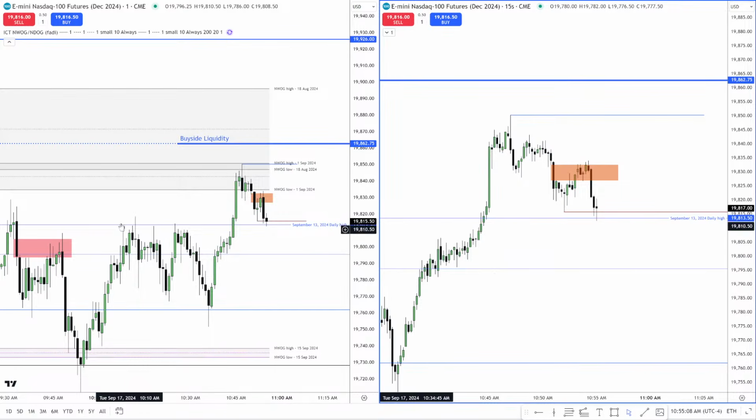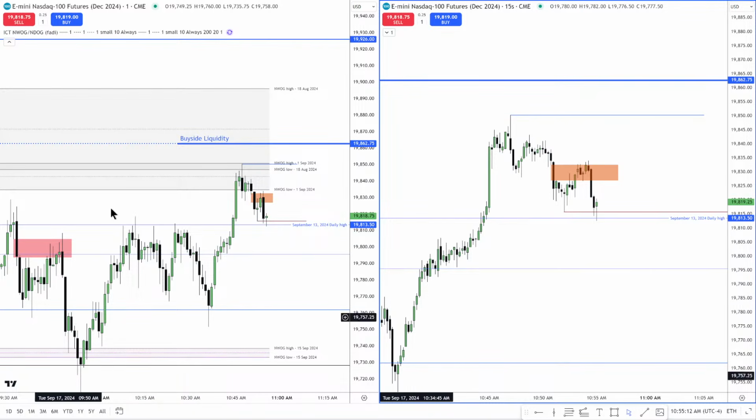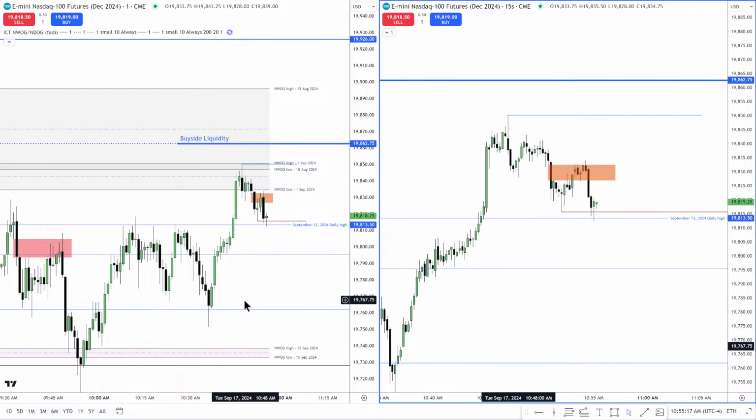We have this big block of back and forth price action where it spent a lot of time back and forth in this range. So 19,813.50 is also September's 13th daily high.